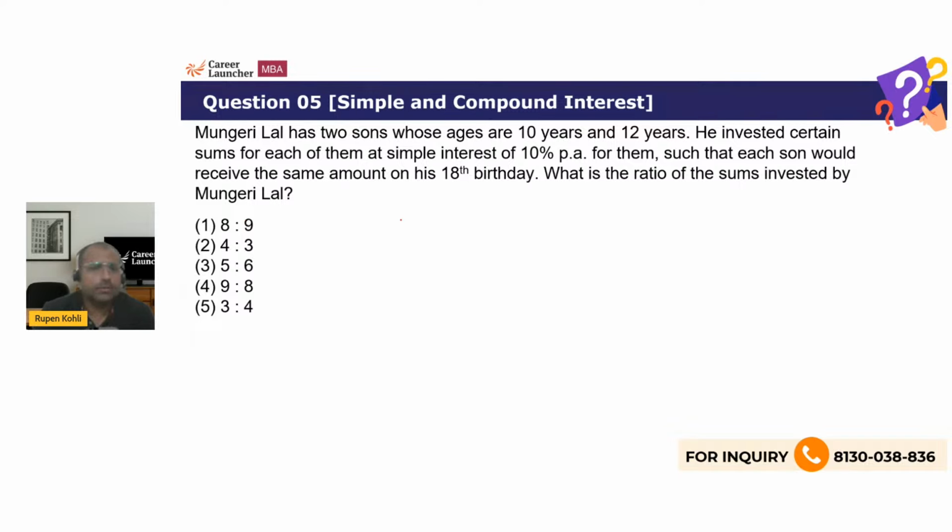Okay, so let's do this. Both his sons, Mungeri Lal's sons, will get the same amount on their 18th birthdays. The first child, therefore, has 8 years with him. He's 10 years old, he'll wait for the next 8 years, right? Whereas the second child, who is right now 12 years, has only 6 years with him, because he'll reach 18 in another 6 years, right? So they should receive the same amount.